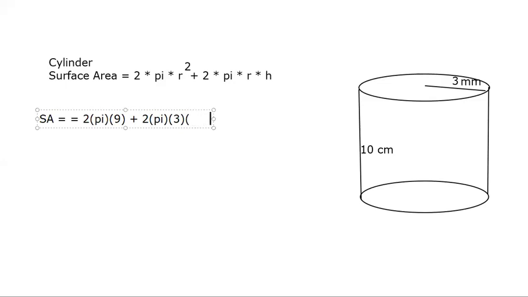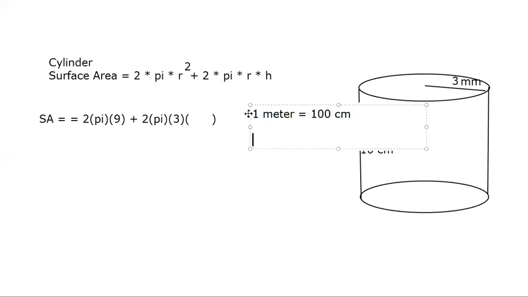Well, what's the height? We've got to have the same unit. So we have to take this 10 centimeters, convert it to millimeters. Remember, centi means 100, so 1 meter equals 100 centimeters. And milli means 1,000, so 1 meter equals 1,000 millimeters.